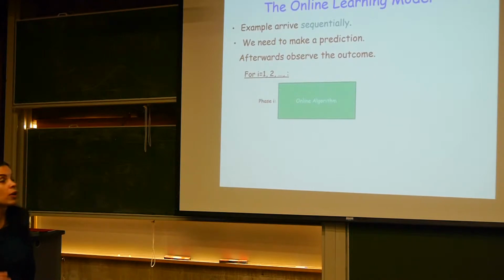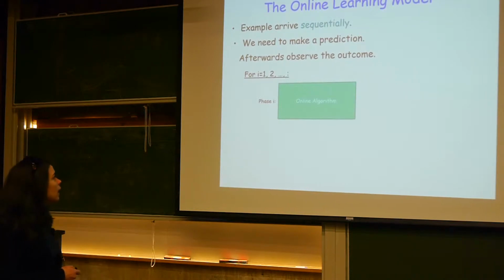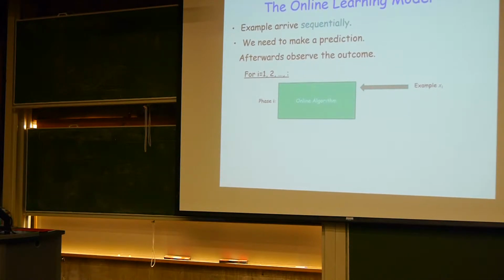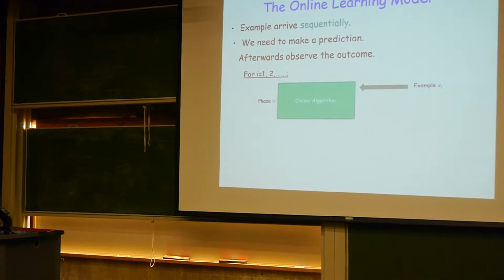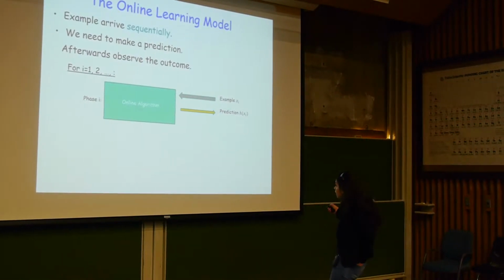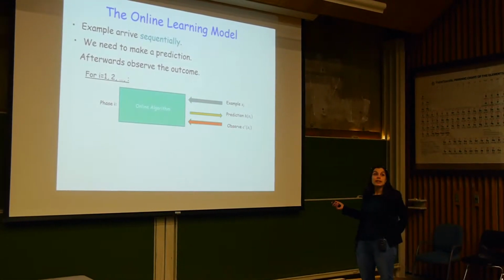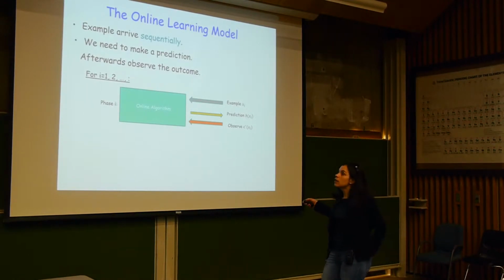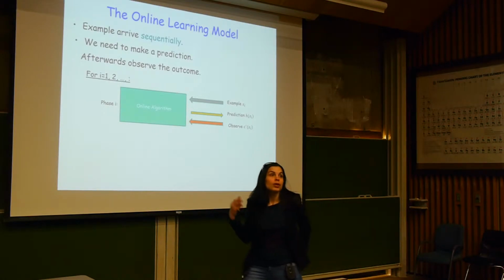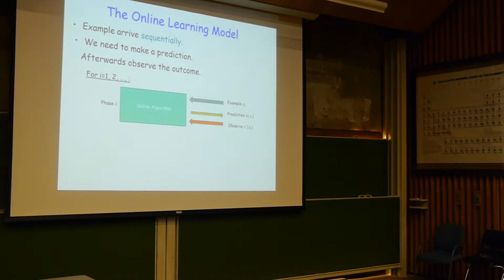The examples arrive sequentially, so we go for a number of rounds, potentially a very large number of rounds. In each round i, the algorithm first gets to see an unlabeled example xi, and then immediately it must make a prediction. It must predict the label of that example. Then, at the end of the day, we are told the true label for that example. The true label is revealed, and the online learning algorithm can use that information to update its internal state, to learn something in order to do better on future examples. So that's the online learning model.